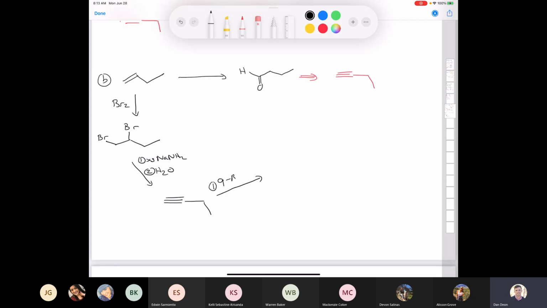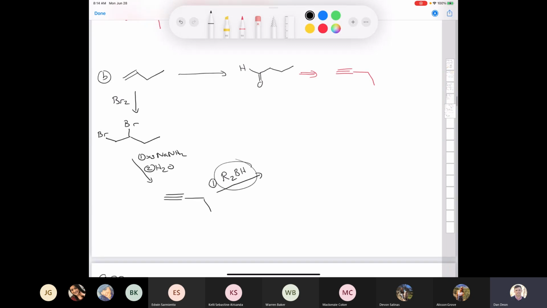If you want to write 9-BBN, there we go. Or if you want to write the hindered borane like this, I noticed that the textbook does it this way quite a bit, where he just puts 2 R groups and then BH like that. It just tells you it's a hindered borane. It could be 9-BBN, it could be disiamylborane. There are probably others on the market that I'm not even aware of.